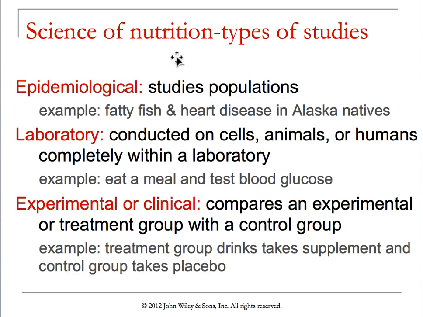with a control group. So the example here would be that a treatment group drinks a supplement, whereas the control group drinks what they think is the same supplement, but they're actually taking a placebo. And then the researchers would look at the two groups and compare the outcomes of those who took the supplement with those who took the placebo.